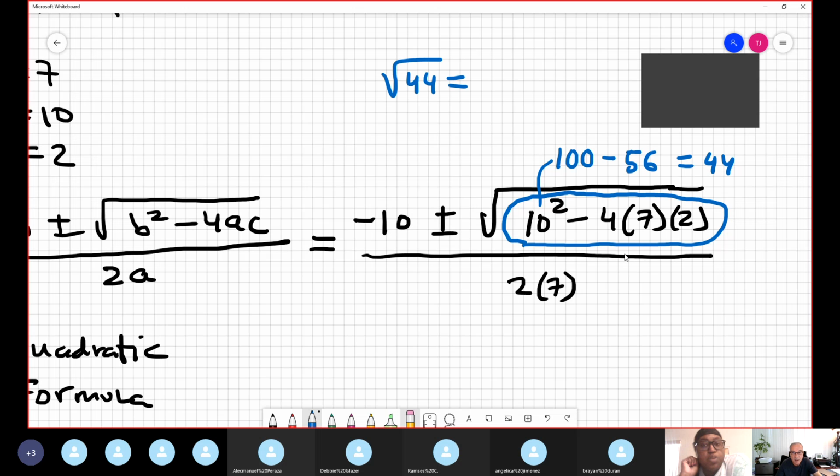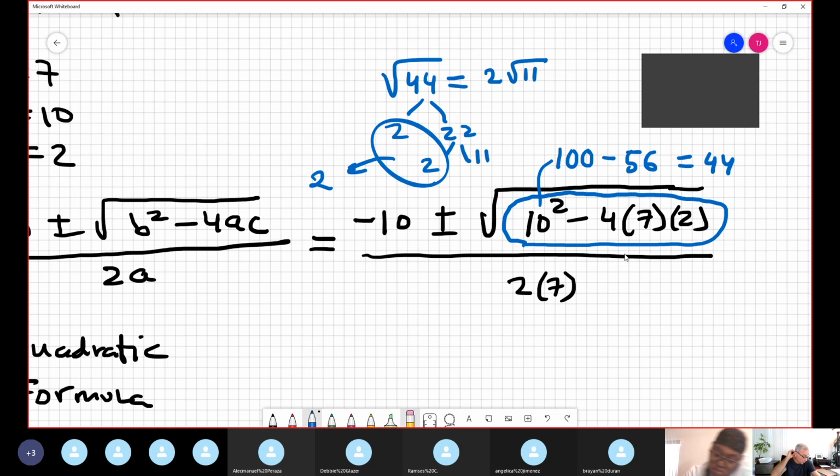It turns out to be 6.6, but not in decimal. That part we never compute with the calculator, because we need the exact answer, not the approximate answer. The calculator gives me a decimal, not good. So you break it down: 44 is 2 times 22, 2 times 2 times 11. I discovered a pair of 2s. So the square root of 44 is 2 radical 11. And 11 is a prime number, so we cannot break it down more. It stays like that.